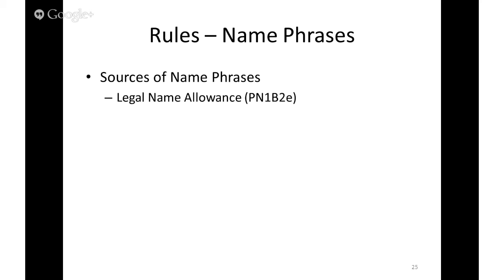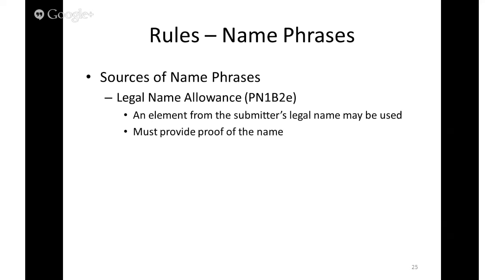Okay, other sources of name phrases. We have what's called the legal name allowance. And what it says is that you can take an element from the submitter's legal name and use it. You have to provide proof of the name, which could be a photocopy of a driver's license, or several heralds can look at it and attest that, yep, we saw the driver's license, things like that. There has to be proof of the name. You have to use the exact same form and spelling as in the legal name. You're not allowed to even correct grammar.